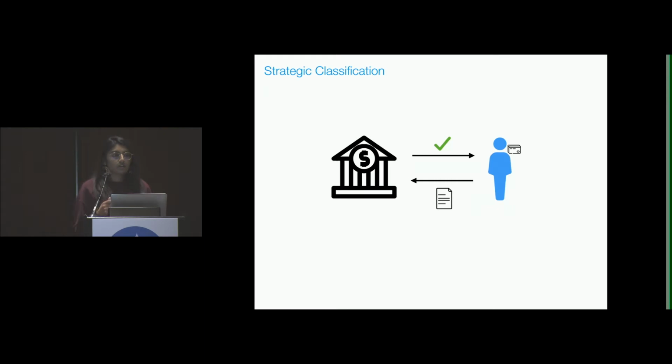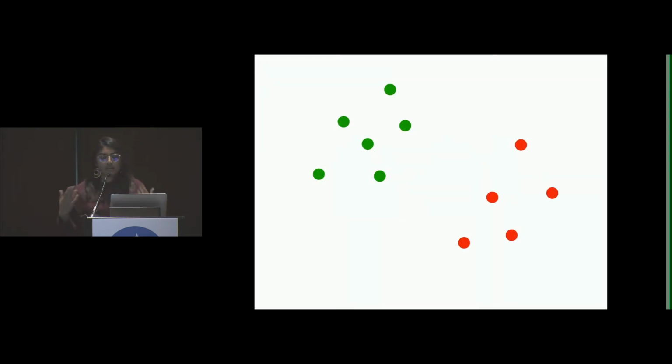It's a setting where you are doing classification, but the individuals you are classifying are strategically adapting to the classifier you're using. And most work on machine learning and strategic classification focuses on how we can make the institution's classifier more robust to people like Bob. To understand how we might get more strategy-robust classifiers, let's go through a simple example.